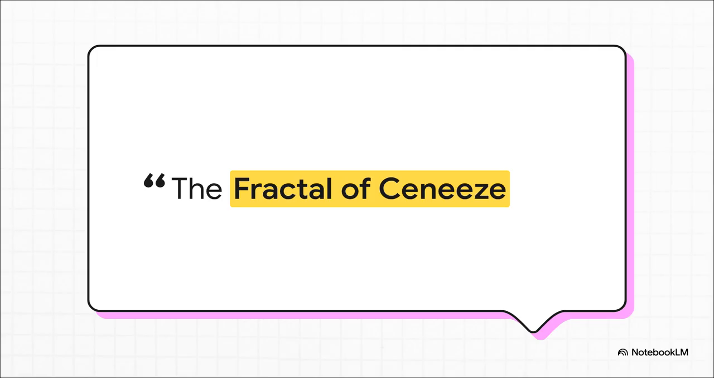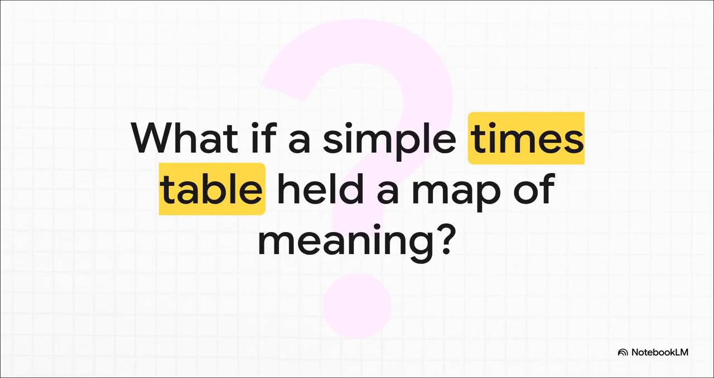But here's the crazy part. It comes from something super simple. Something you definitely learned back in elementary school. And that really brings us to the big question we're going to tackle today. What if a simple times table, of all things, held a hidden map of meaning? A secret structure that could describe everything from philosophy all the way to the architecture of AI itself.